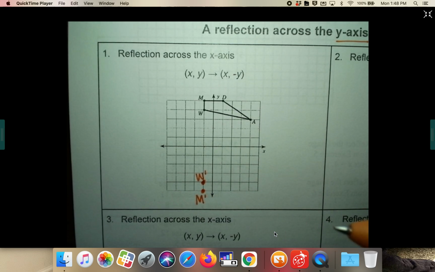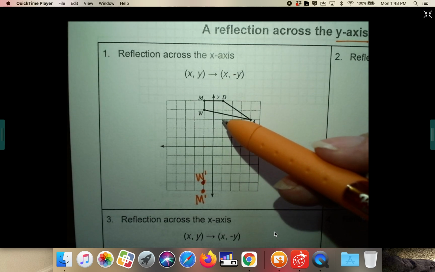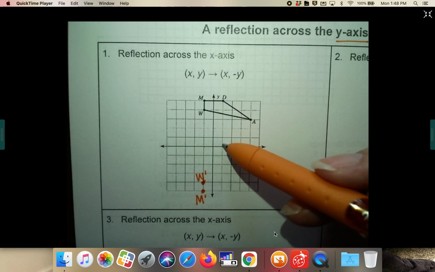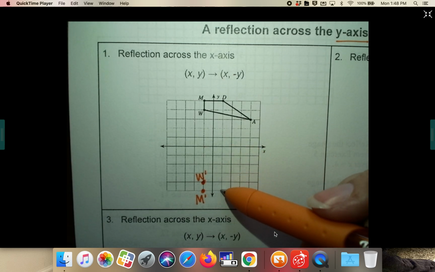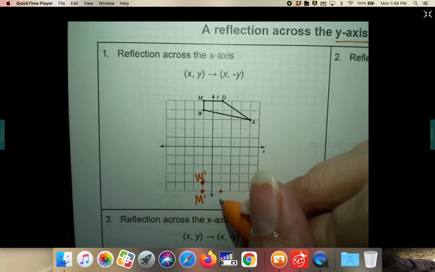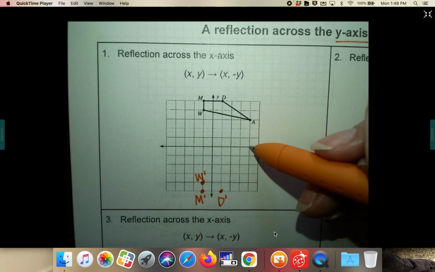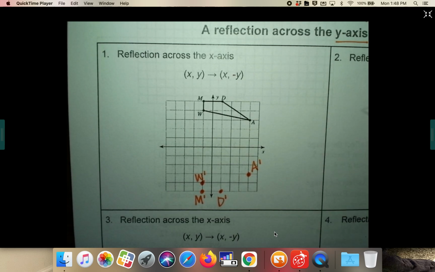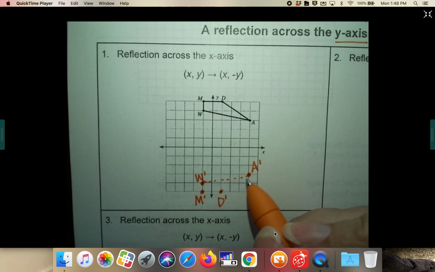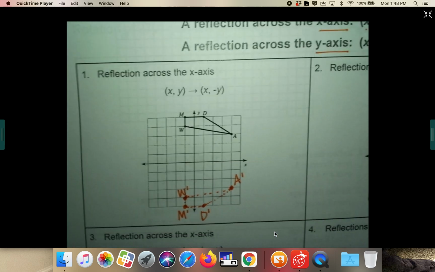That's m prime now. D is from the x-axis. It's 1, 2, 3, 4, 5 above. So we're going to go to the x-axis and instead put it 1, 2, 3, 4, 5 below. And don't forget your labeling. This is D prime. And then A is 1, 2, 3 above the x-axis, so we're going to put it 3 below the x-axis. And that becomes A prime. Do either regular lines or dashed, I don't care, it's fine either way, to show your reflection.